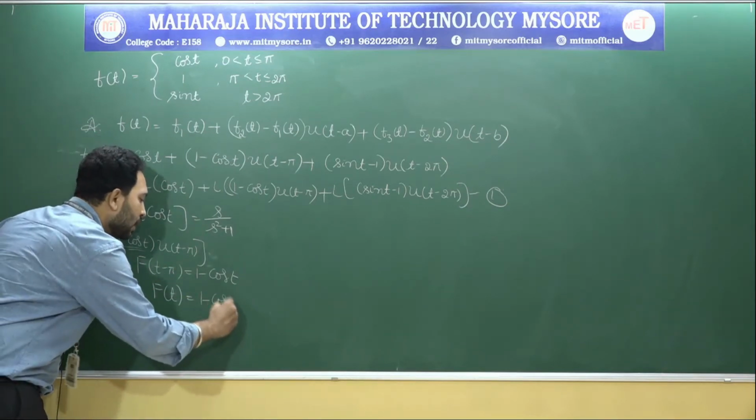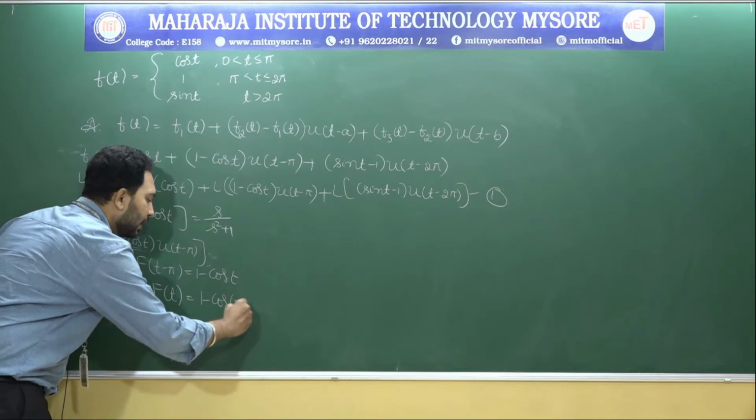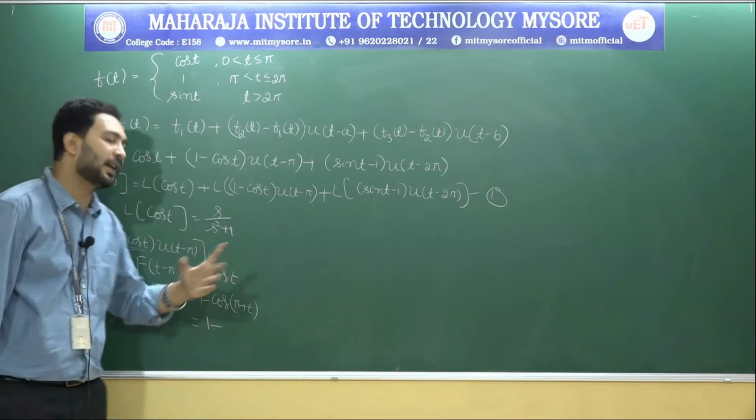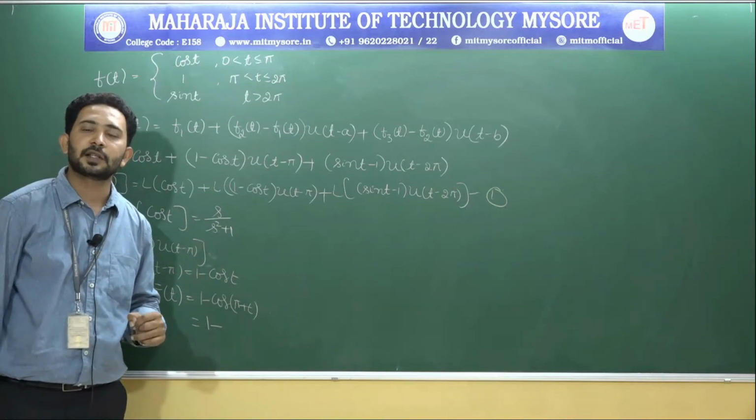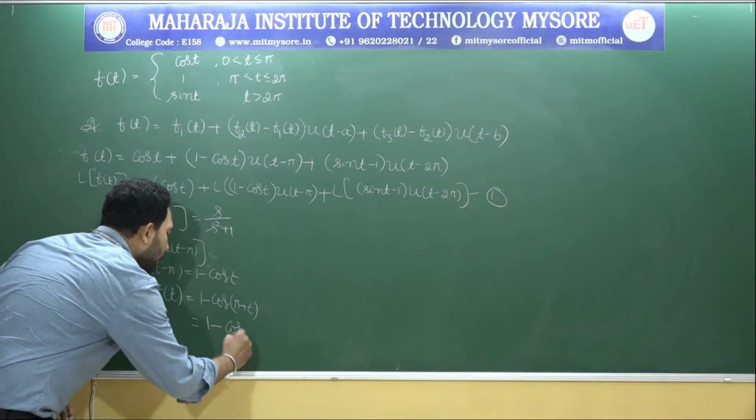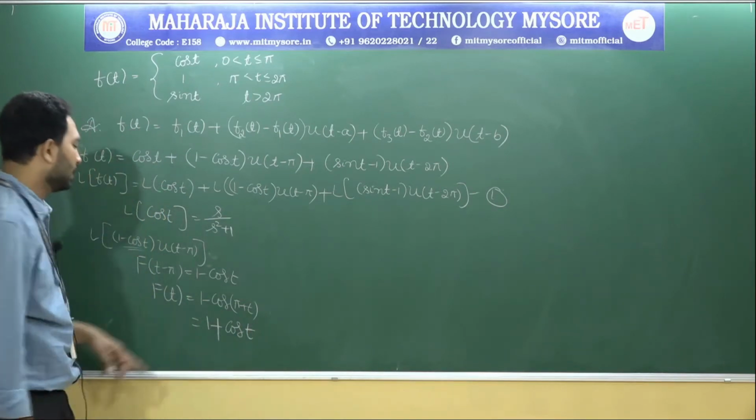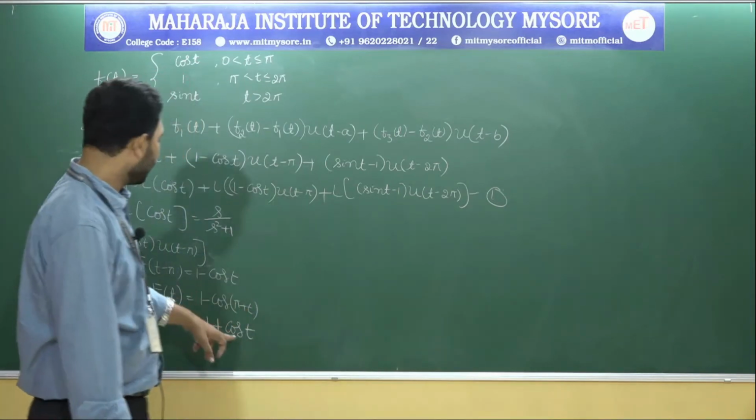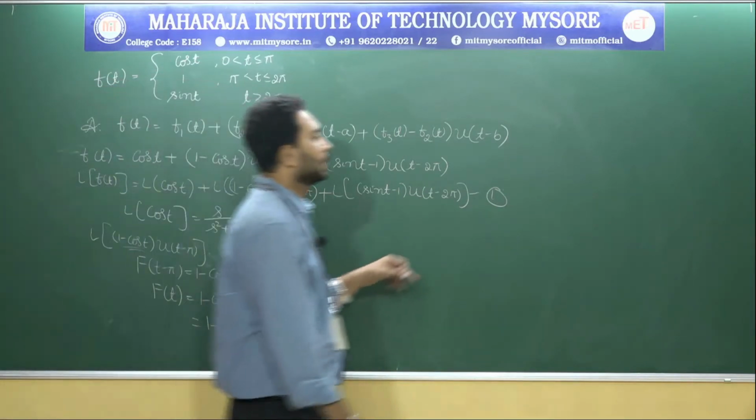It is 1 minus cos of t plus pi, or pi plus t, equals 1 minus, what is cos of 180 plus theta? It is minus cos t. So this becomes 1 plus cos t. I will explain how we get this.